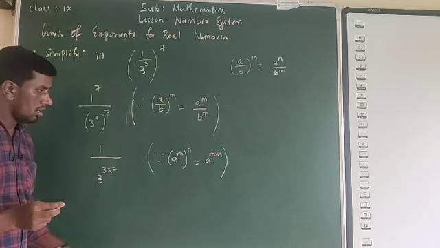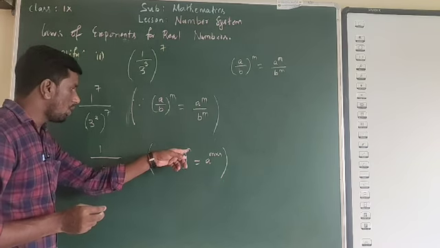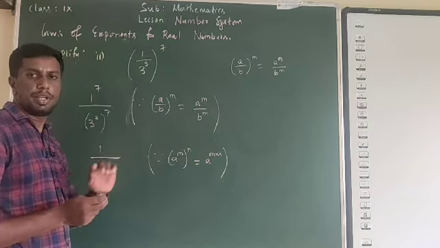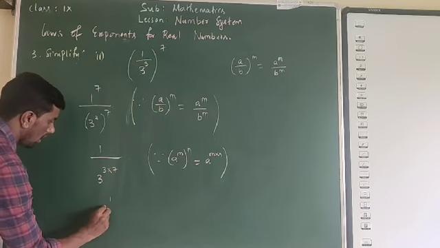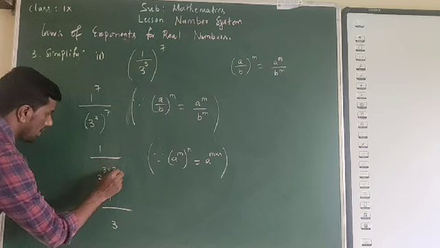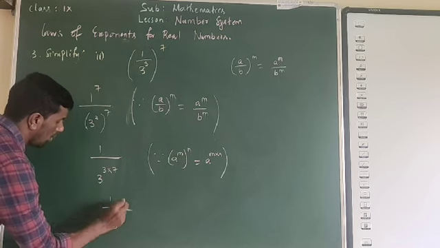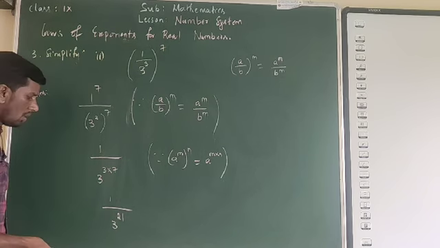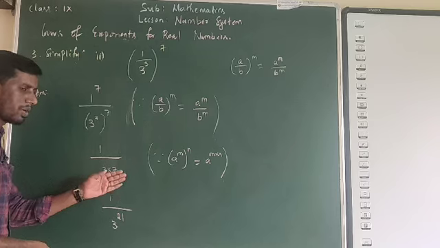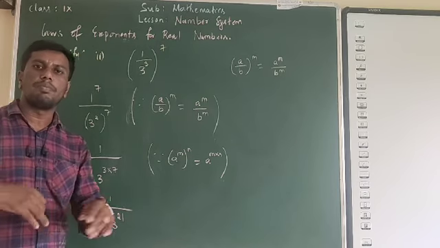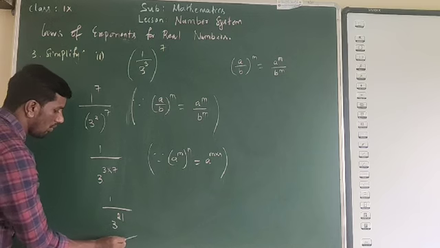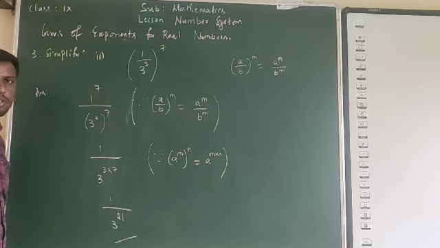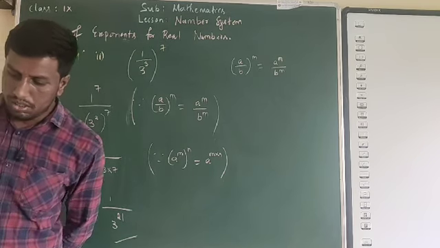Correct? A to the power of m whole to the power of n can be written as a to the power of m into n. So 3 to the power of 3 into 7, that is 3 to the power of 21. It is 1 over 3 to the power of 21. If I bring 3 to the power of 21 to the numerator, it will become 3 to the power of minus 21. So we will write it as it is, 1 over 3 to the power of 21, will be the answer. Okay. So this is good.